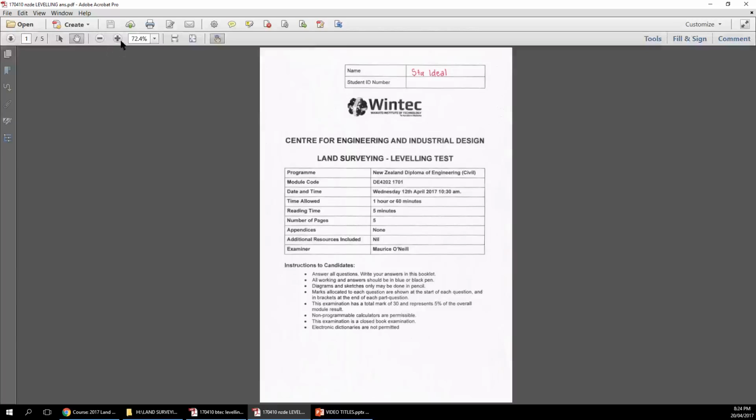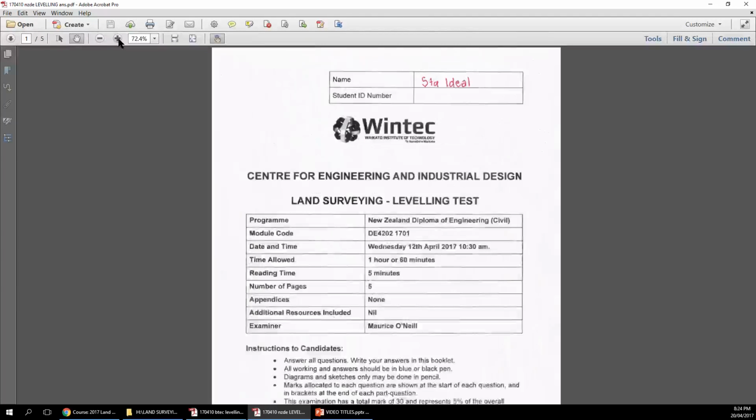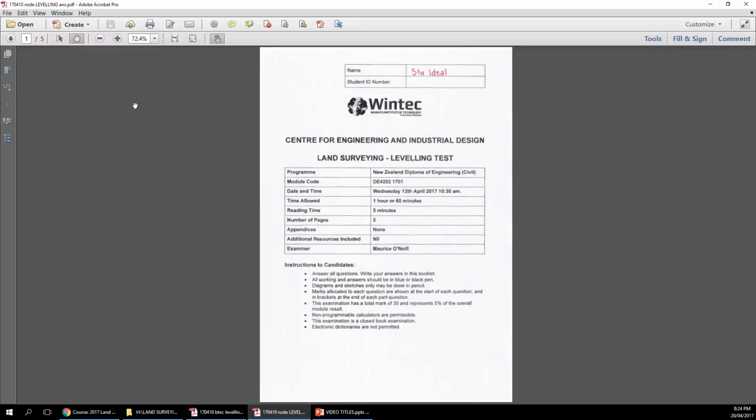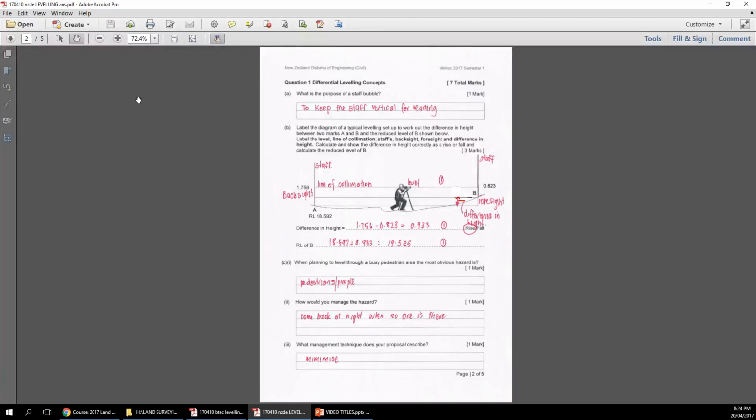So that should be the first page there. Stu Ideal, the ideal student, of course. Let's page down for the first question. What is the purpose of the staff bubble? Well, it's to keep the staff vertical for reading.